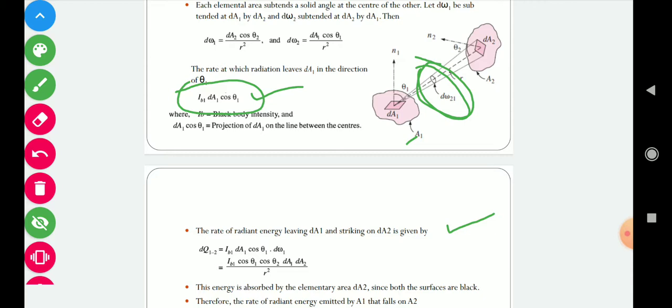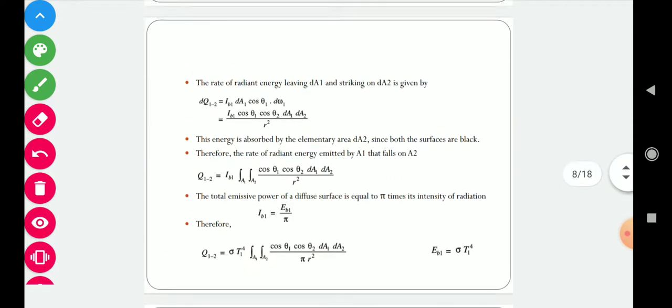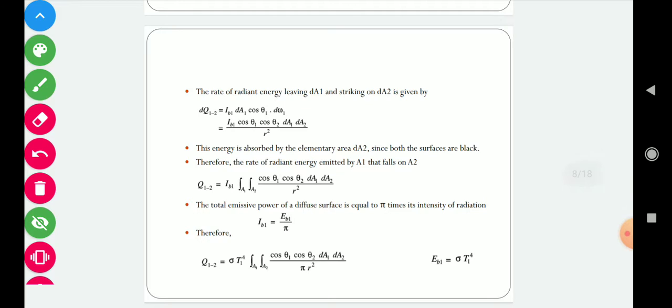So if we multiply this equation by its solid angle, it will give you the rate of radiation energy leaving dA1 and striking dA2. So just multiply by d omega 1. Again, this d omega 1 is this one, so replace this d omega 1 from this equation into this equation, and finally you will get this equation.